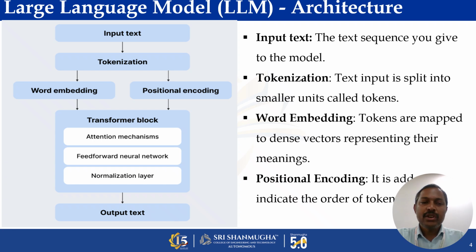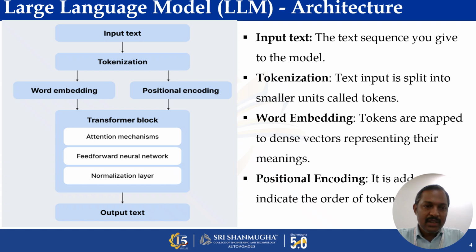Next, the architecture of a large language model. For this LLM, we give some text, which it processes to produce the output based on the given input. So in between, what other things are happening in the LLM? First, input text, the text sequence you give to the model. The next process is tokenization. So what is tokenization? Text input is split into smaller units called tokens.